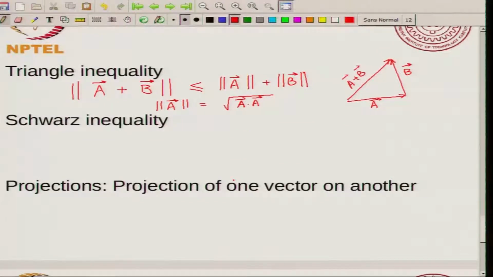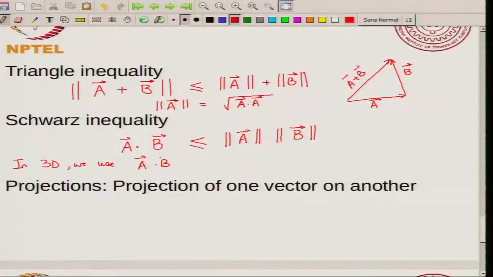There is another inequality called the Schwarz inequality, okay, and that we can write in the following way. So, you can write A dot B, which is already a scalar. Okay, so, A dot B is a scalar and that is less than or equal to norm of A, which is also a scalar, multiplied by norm of B. Okay, so, this is the Schwarz inequality, and again you know in 3D we use A dot B is equal to norm A into norm B into cosine of theta, where theta is the angle between the vectors.